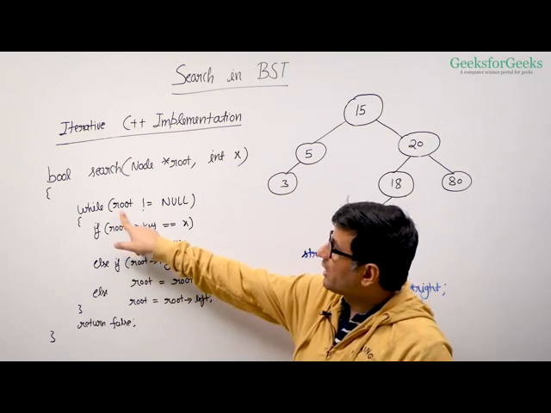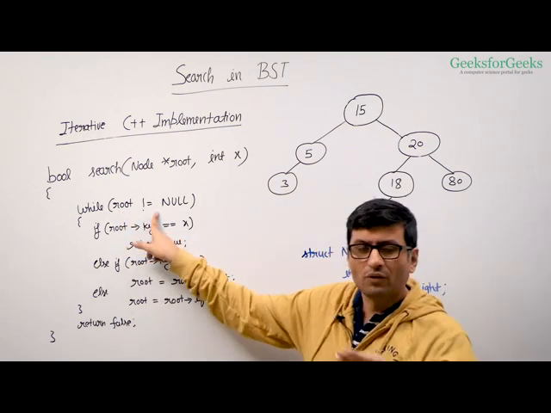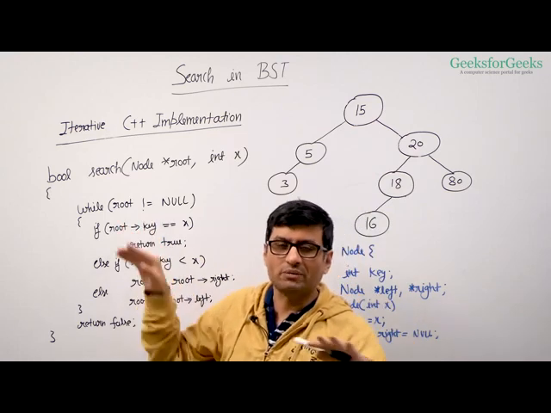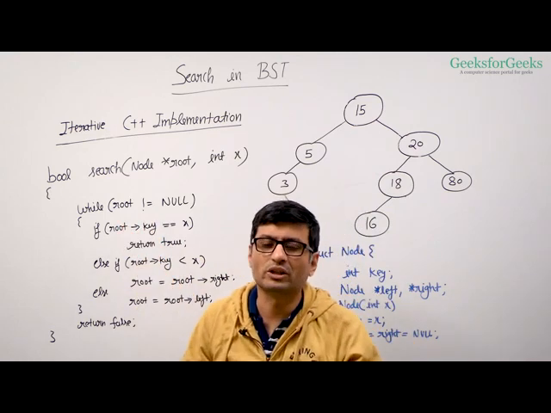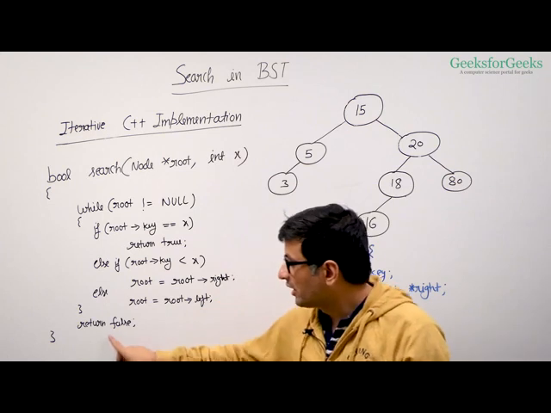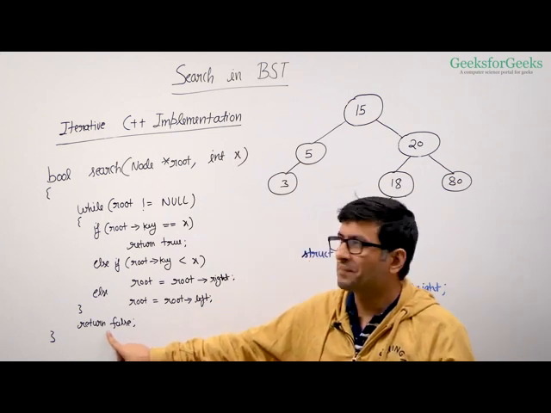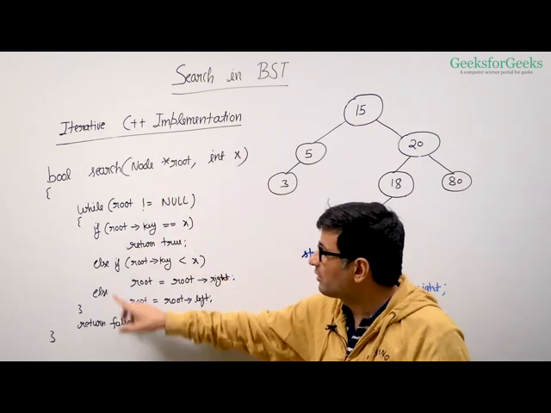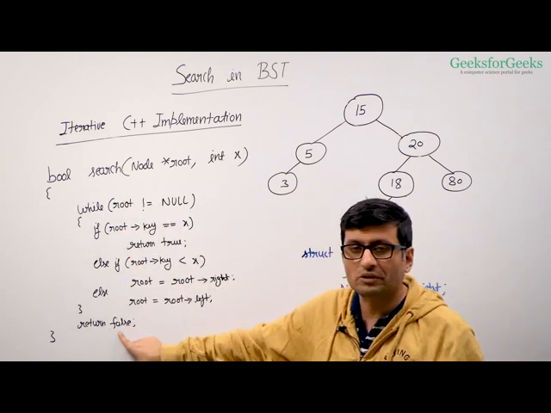We run a loop while root is not equal to null. If root becomes null at any point, that means key is not present. The value that you are searching is not present at all. And you come out of the loop and you return false. Even if your initial tree is empty, you will not go inside the loop and you will return false.